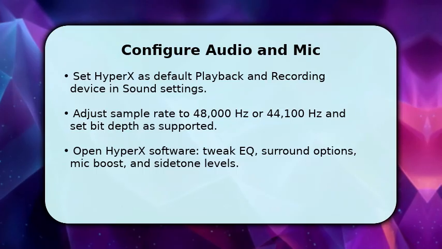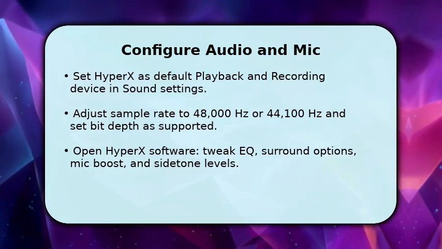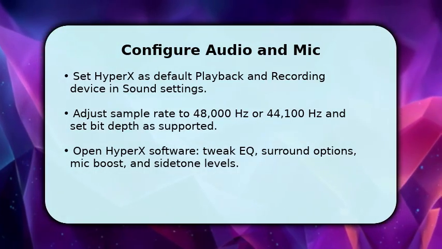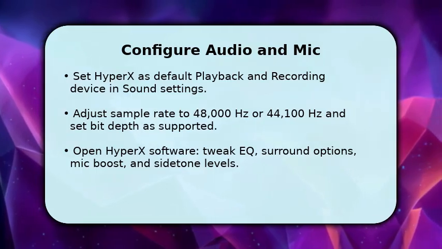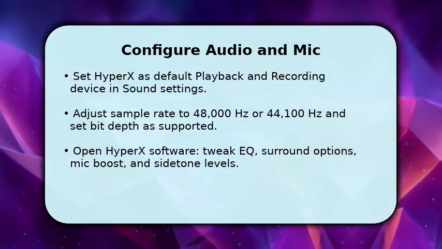Then open Properties Advanced and set the sample rate to 48,000 Hz or 44,100 Hz according to your app. This prevents stuttering and sync issues.